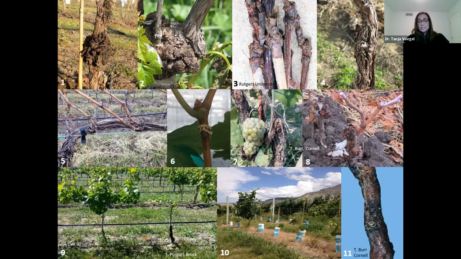The vineyard in number 10 has to be completely replaced because of crown gall. And 11 is very important because that is root necrosis that's caused by vitis. And this root necrosis can allow other pathogens that you can find in the soil, like fungal pathogens, for example, to enter in the vine as well.